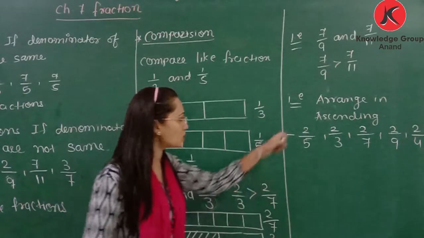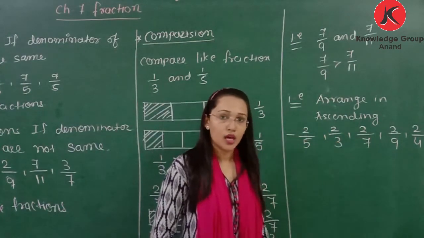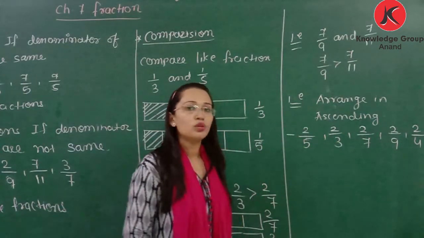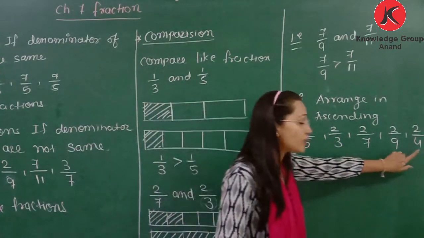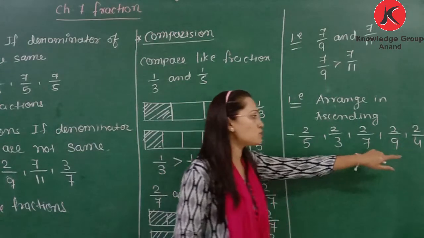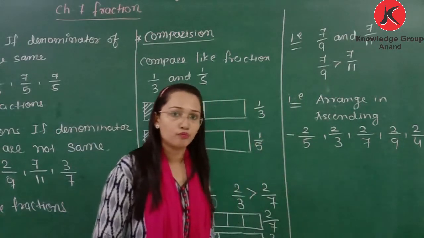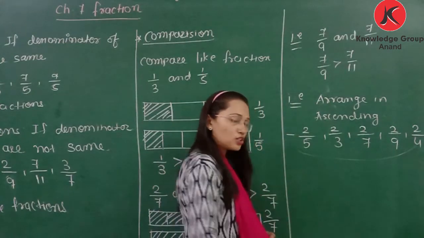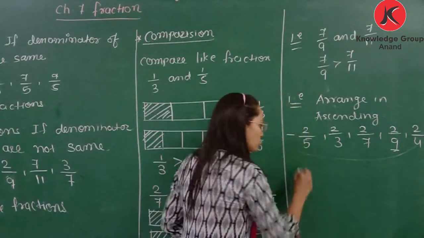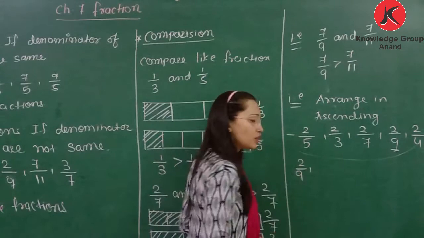Now here you can see the numerators are the same. So for that, what we need to do? Here, with the same numerator, the fraction with the smaller denominator becomes greater. So which one is the smallest from this group? The larger denominator. So 2 by 9 will be first.